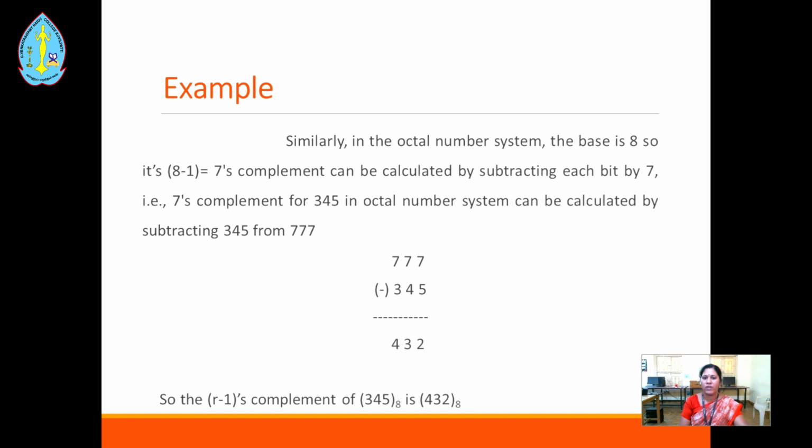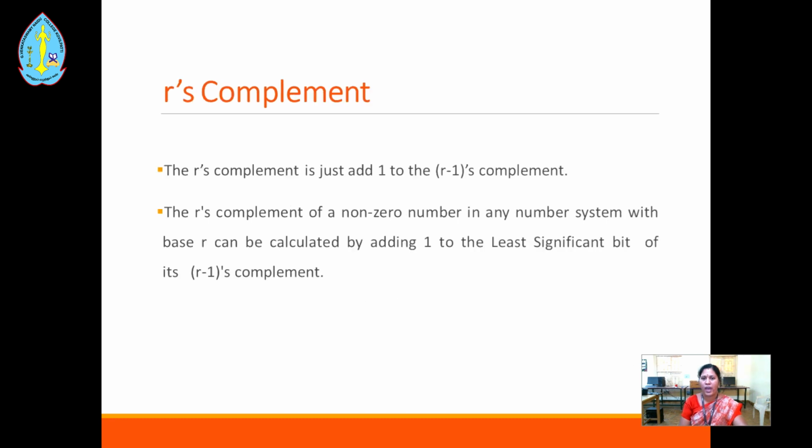Next, I think we are all familiar with the r minus 1's complement. Now we are going to move on to r's complement. The r's complement is very simple. It is just adding 1 to the r minus 1's complement. We are going to add a single 1 to the r minus 1's complement. First we have to find the r minus 1's complement for the corresponding number system and then add the value of 1 to it.